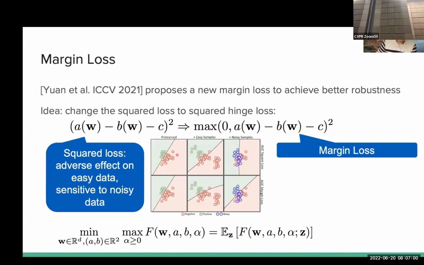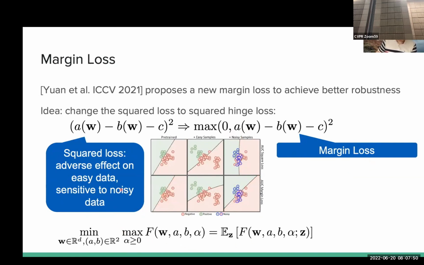Let's see the following pictures. Let's see the pre-trained models. Actually, they have a clear decision boundary. It's very good. And in the AUC squared loss, if we add some easy examples here, the decision boundary is even worse. So it has an adverse effect on the easy data, right? And the AUC margin loss is better, because even if we add the same easy data here, the decision boundary is not bad. And also for noisy samples, if we add some noisy samples here for the square loss, you can see that this is very sensitive. The decision boundary changes a lot. But for AUC margin loss, the decision boundary will not change. It's still basically the same as the original pre-trained case. Okay, so this is actually the benefit of margin-based loss.